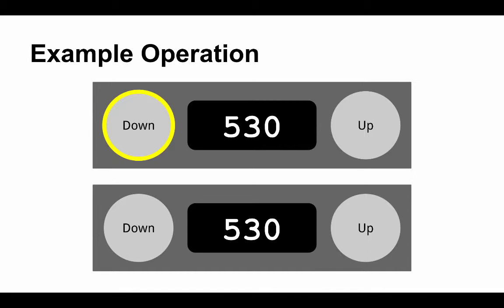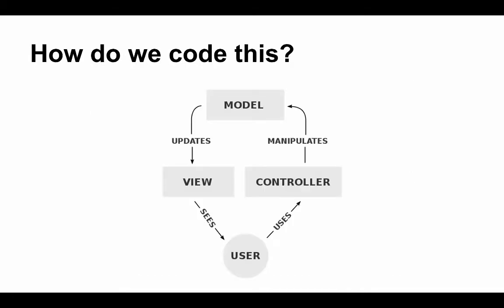Some radios will loop around from the bottom to the top. That could be something that you implement if you'd like. Definitely a possibility, but for simplicity, I'm just having you ignore the presses if you're already at the end of the dial. So how do we code this?